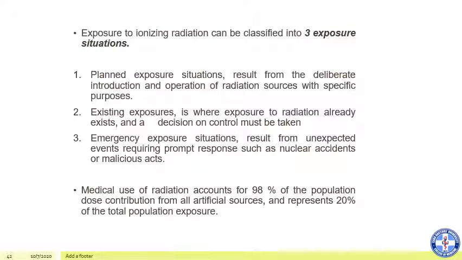Exposure to ionizing radiation can be classified into three exposure situations. It can either be a planned exposure situation, existing exposure, or emergency exposure situation. Planned exposure situations result from the deliberate introduction and operation of radiation sources with specific purposes. Existing exposure is where exposure to radiation already exists and a decision to control it must be taken. For example, exposure to radon in homes or workplaces, or exposure to natural background radiation from the environment.